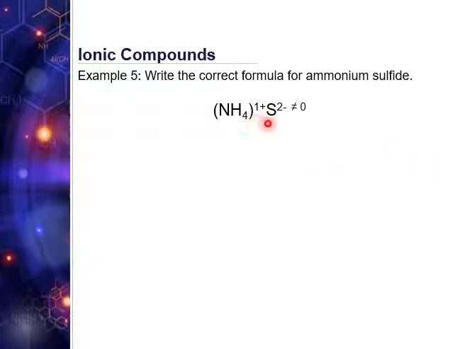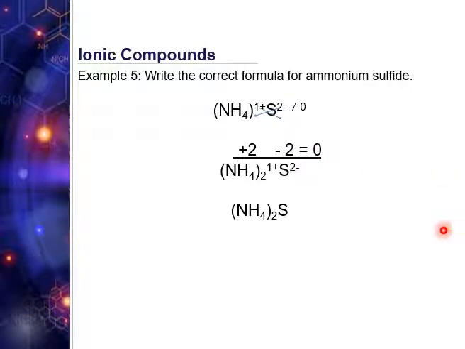A +1 and a -2 is not equal to 0. So you cross them down. You bring the 2 down and you bring the 1 down. And subscripts are always positive. 2 times a +1 is a +2, and a -2 equals 0. So the correct formula is (NH4)2S.